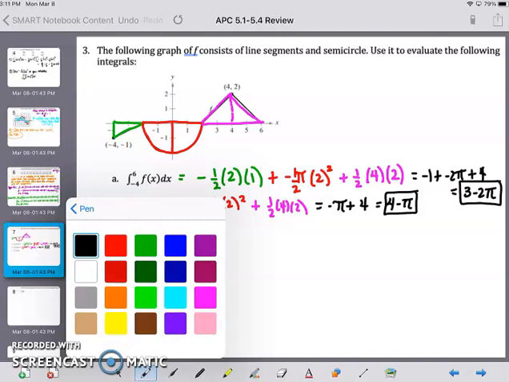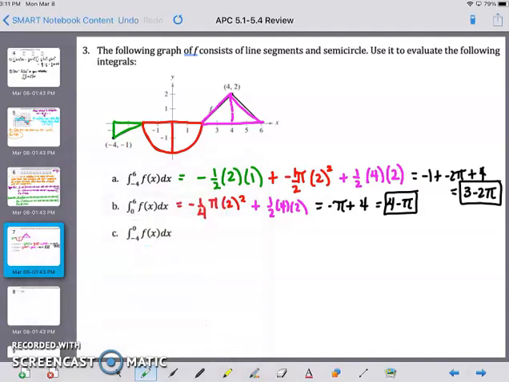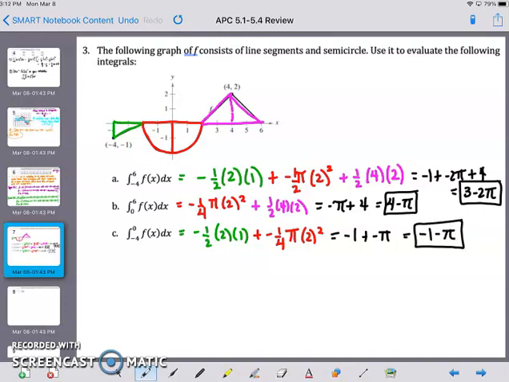And then the last integral that I am asked to calculate is from -4 to 0. So basically that's going to be my green triangle, which is -1/2 times 2 times 1, and 1/4 of that circle that lives below the x-axis. So again, -1/4 times pi times 2 squared, which gives me an area of -1 plus negative pi, which is just -1 minus pi. Again, leaving the answer in terms of pi.